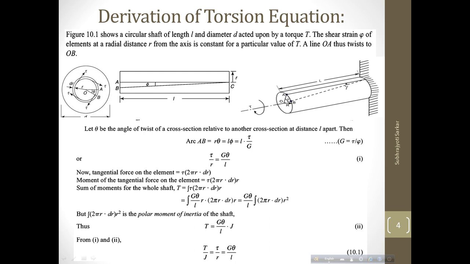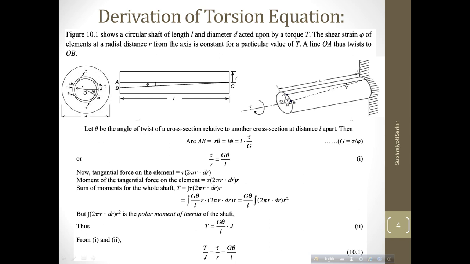So if you integrate dT, you will get T, that is T equals integration of tau into 2 pi r dr into r. So just write the value of tau. It is how much? G theta by L into r. So G theta by L into r into 2 pi r dr. So if you arrange it, G theta and L will be outside because these are constants. So it is G theta by L integration 2 pi r dr whole into r square. So area into radius square, what is that?